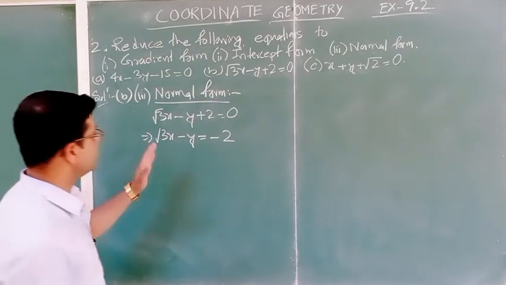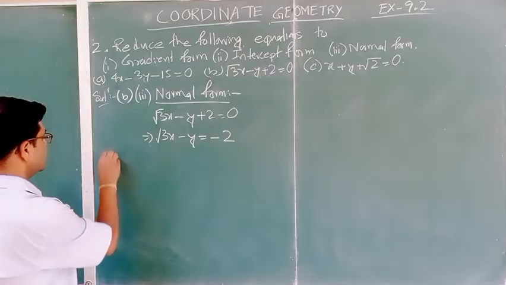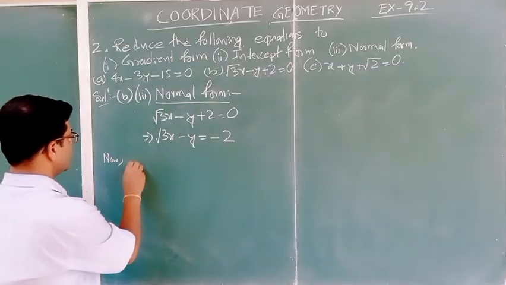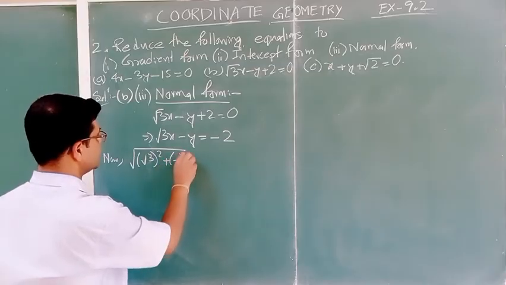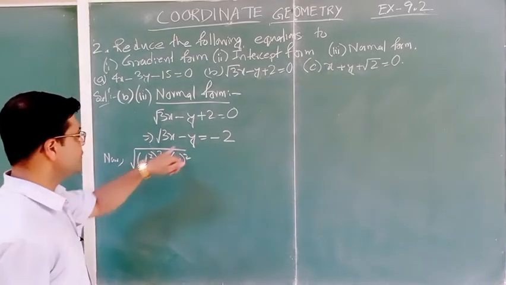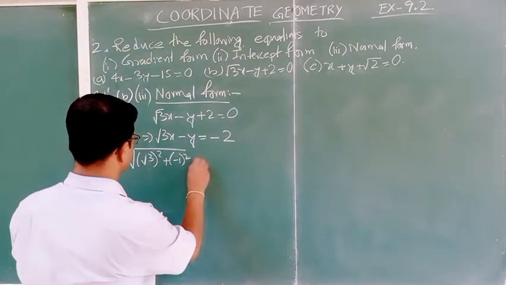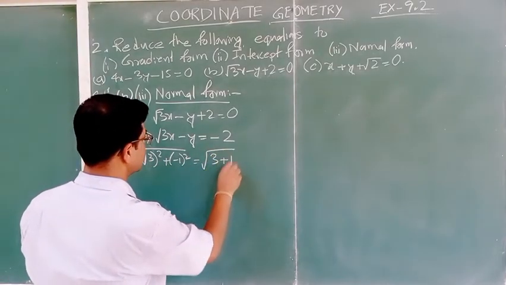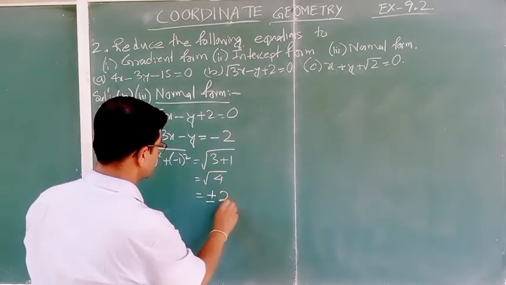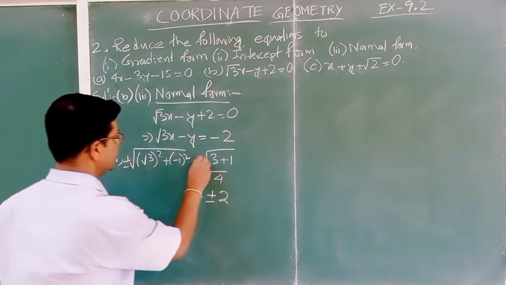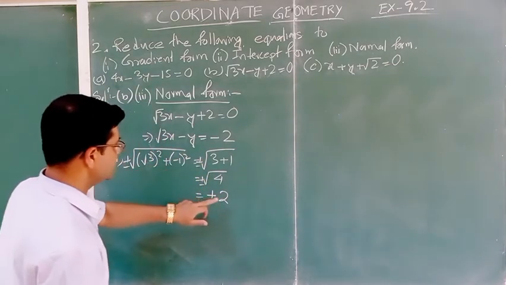Now we know that we have to divide by the square root of the sum of the squares of these. Now what is that term? Root 3 square plus minus 1 square. The coefficient of x is root 3, coefficient of y is minus 1. That's why we have taken the sum of their squares. So this is 3, this is 1, this is root 4. So we'll consider plus minus 2. Now each side we shall divide by this plus minus 2.